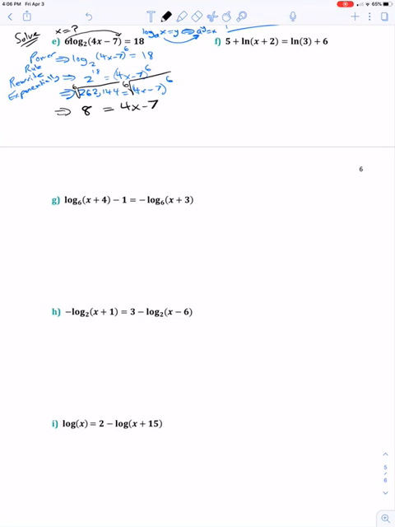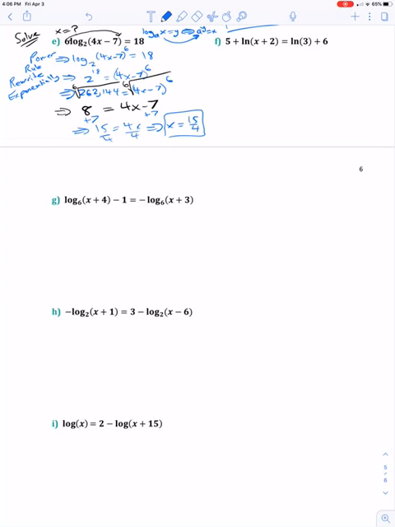And then we can solve for x in our equation. We can add the 7 over on both sides. So 15 equals 4x. We can divide out the 4 on both sides, and x is equal to 15/4, right? And then we could check it. We could always plug that back in and check. If you plug it back in, log base 2 of 4 times 15/4, that'll be 15. 15 minus 7 is 8. Log base 2 of 8 is 3. 6 times 3 is 18. So definitely we can check that.